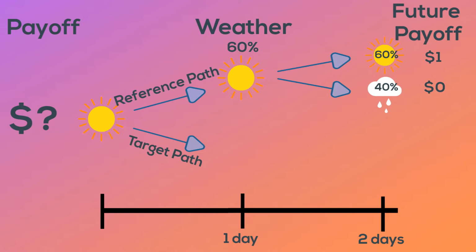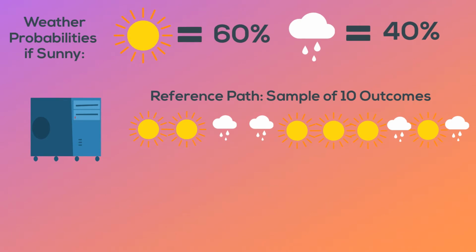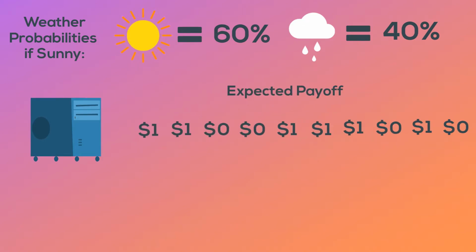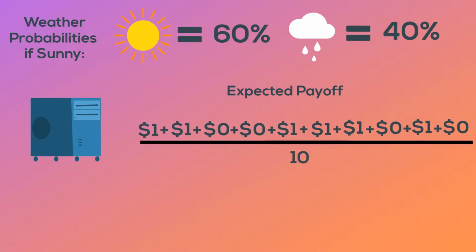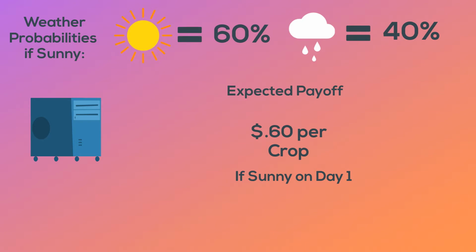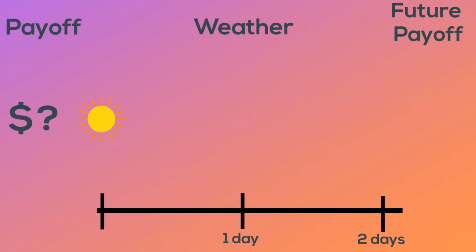Next, let us find the expected payoff for each path, starting with the reference path. Running through the same process as before, we obtain a sample of 10 outcomes for the scenario that it will be sunny tomorrow. We get a sample of 6 sunny days with a payoff of 1 and 4 rainy days with a payoff of 0. Hence, we get an expected payoff of 0.6 for this path. Now we want to estimate the expected payoff for the target path.